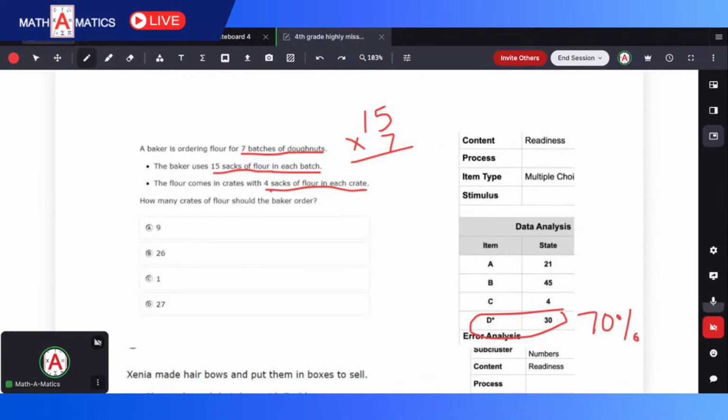Well, actually, maybe I would have broke up my... Oh, no. I'll do it. Okay, so let me do this. 5. We carry our 3. 7 plus 3 is 10, so 105. Okay. The flour comes in crates with 4 sacks of flour in each crate. So now we're actually using division.